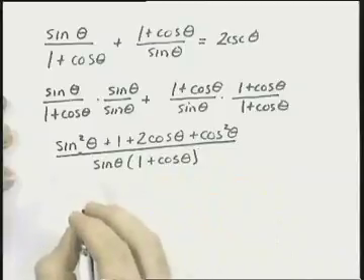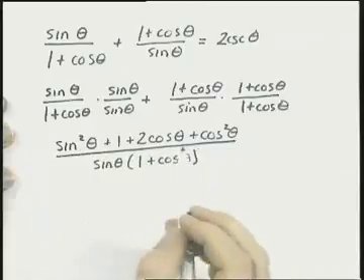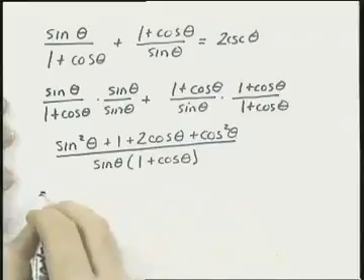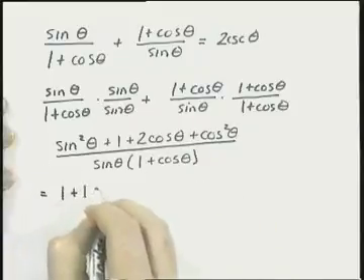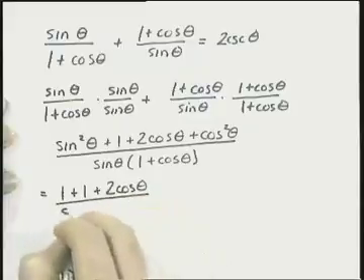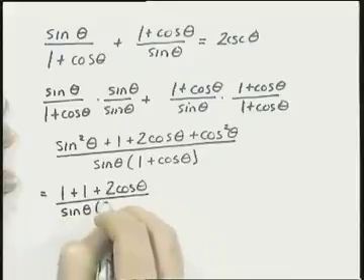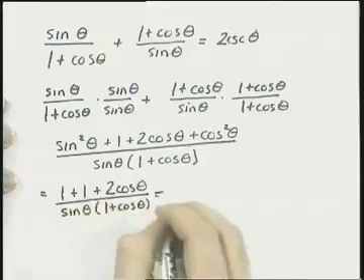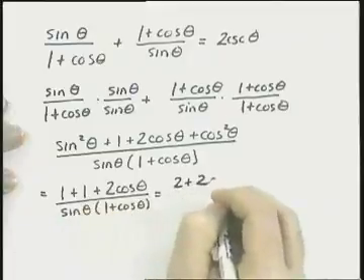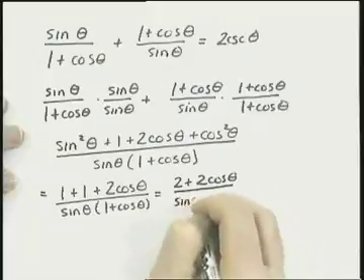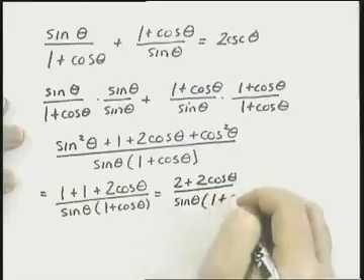Now what we should notice is that in the numerator I have sine squared of theta plus cosine squared of theta. Sine squared of theta plus cosine squared of theta is 1. So I get 1 plus 1 plus 2 cosine theta over sine of theta times 1 plus cosine theta. 1 plus 1 is 2, so I have 2 plus 2 cosine theta over sine theta times 1 plus cosine theta.